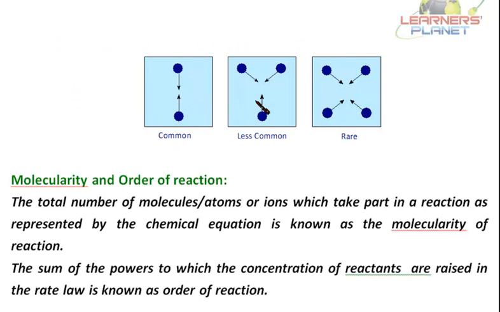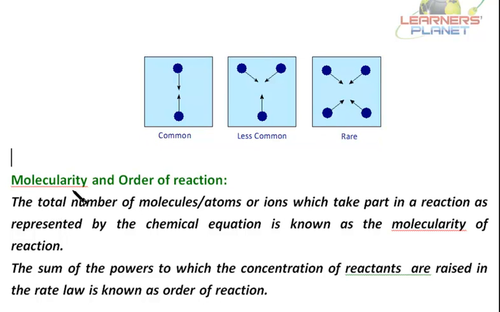See, this is the pictorial representation of what I have said just now. This is common. See, these are two molecules, they are colliding and forming the product. Now here we have three molecules which will be colliding and forming the product. So this is less common, and if it's 4, then it becomes rare. The possibility of their effective collision decreases. So this is rare.